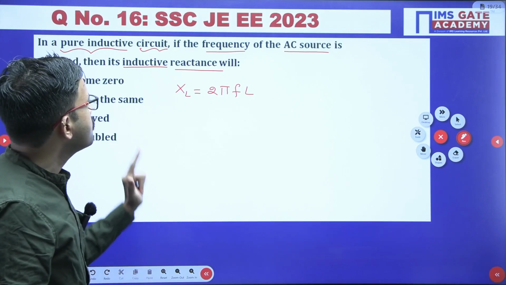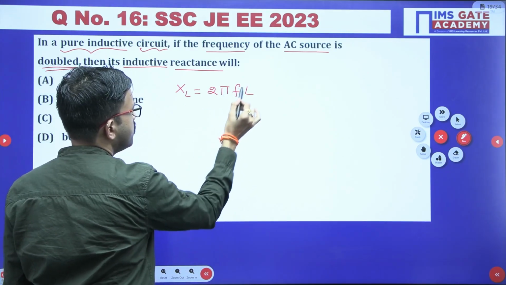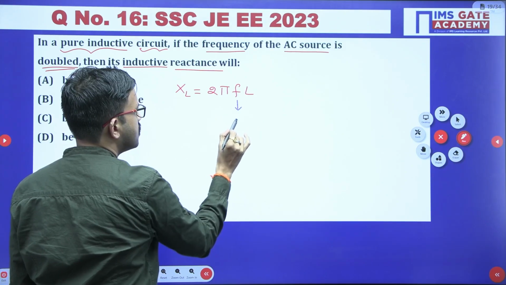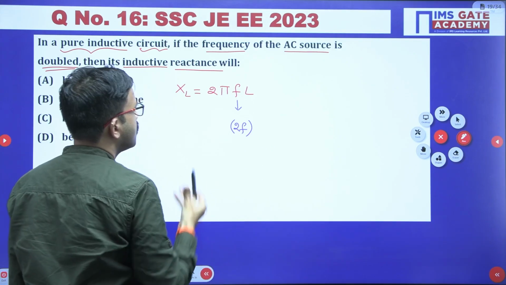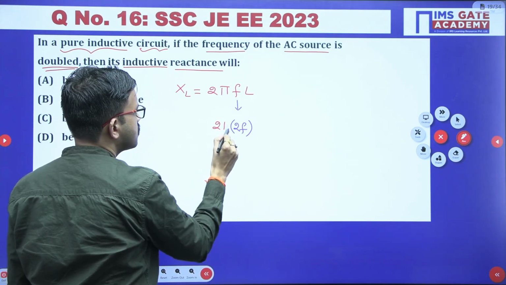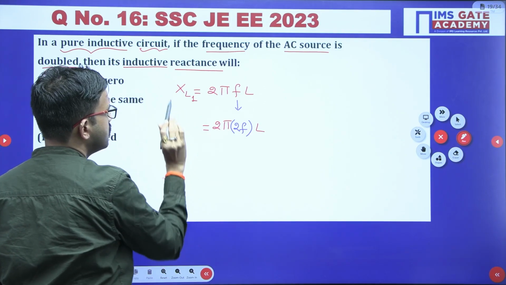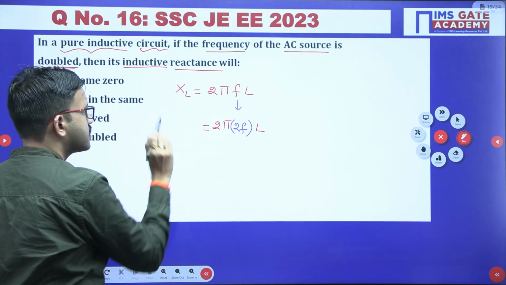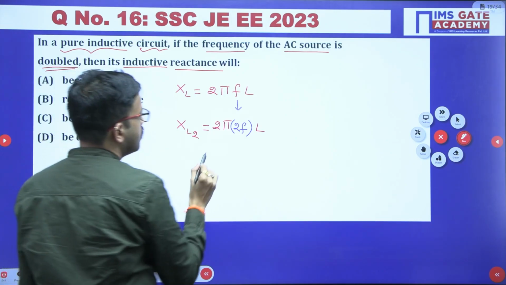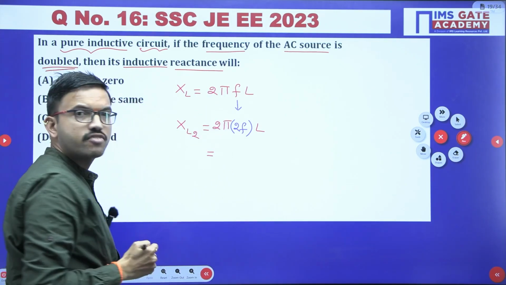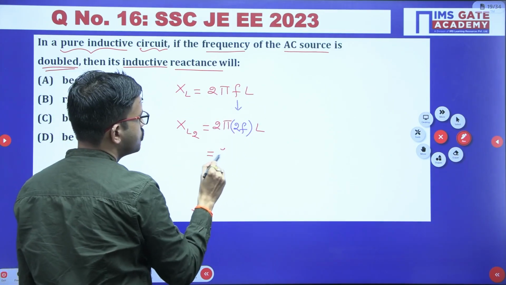Now in this question they have mentioned that frequency is doubled. Rest everything you can keep as it is. So here I am considering the first case as XL, and the second case I am labeling as XL2. When compared to the first one, what happened? The entire quantity became double, right? So 2 times XL.